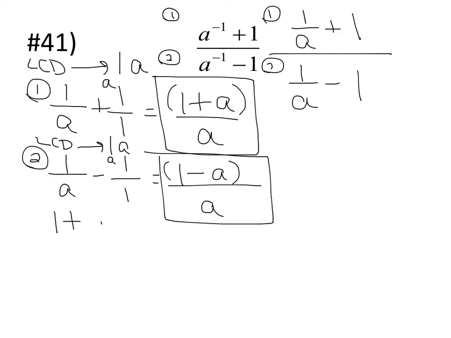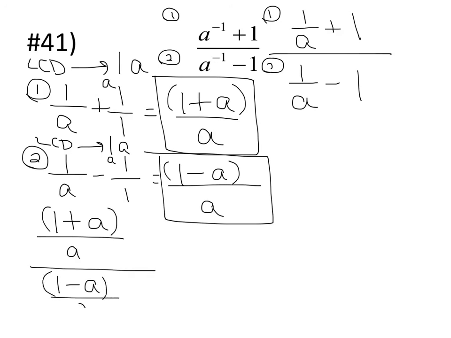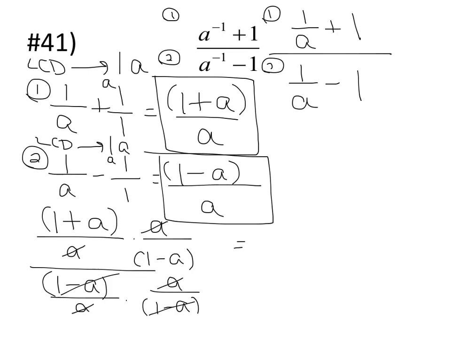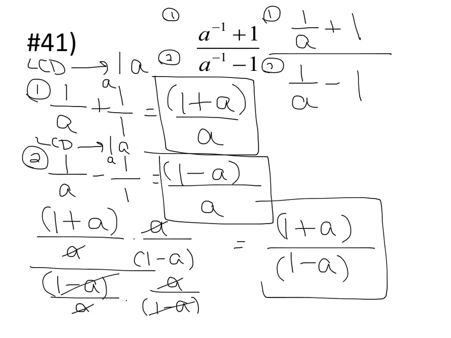So I'm going to rewrite it. 1 plus A over A, all over 1 minus A over A. Multiply by the reciprocal of the denominator. Everything should cancel, but whatever you do to the denominator, you must also do to the numerator. These A's will cancel, and 1 plus A and 1 minus A are not the same thing. If you're not sure, plug in a number for A. So let's say I plug in 1. 1 plus 1 is 2. 1 minus 1 is 0. They are not the same. So you end up with 1 plus A over 1 minus A. And that is your final answer.